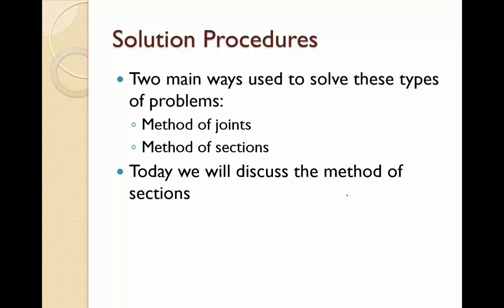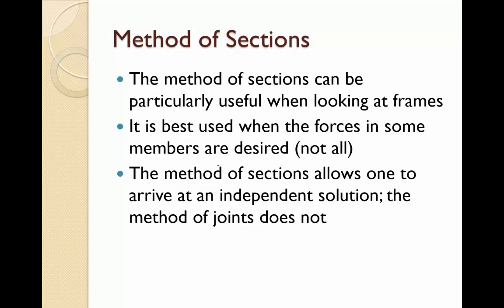When analyzing trusses and frames, there are two methods we can use. We could use the method of joints or the method of sections. In this particular case, we're going to use the method of sections. You would choose the method of sections over the method of joints because the method of sections is most useful when not all of the forces are desired. So when we only want to look at forces in some of the members, not every single member. If you want to know the force in every single member in a truss or a frame, you would definitely use the method of joints. The other thing that's nice about the method of sections is that it allows you to come to an independent solution. The method of joints is dependent. The method of sections is independent.